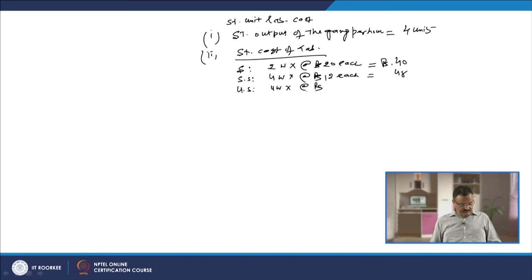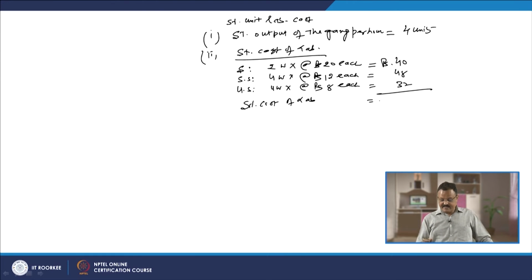The standard rate we have decided is 8 rupees each. So this is coming out as how much? This will work out as 32. So you can calculate the standard cost of the labor. Standard cost of the labor is 8 2, this is 0 and then it is 9 3 12.